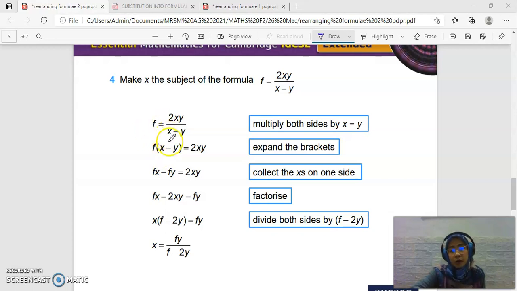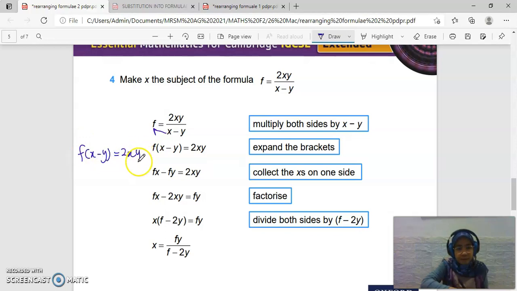So we have to eliminate the denominator first. For this one, we bring x minus y to the other side. Since this is a division operation, bringing it to the other side will be multiplication. So f times (x minus y) equals 2xy.